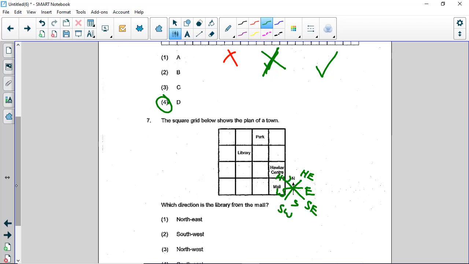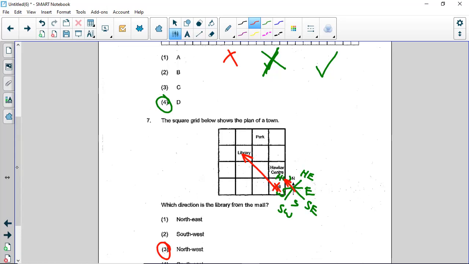So you start from the mall, which is over here. And then you go to the library. So when you go to the library, what direction is that? Which is the northwest. You're going in the northwest direction. So your answer is number 3. All right, let's go to next question.